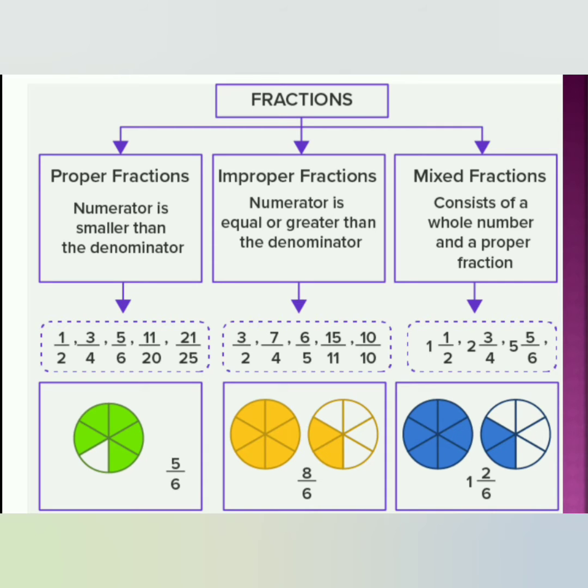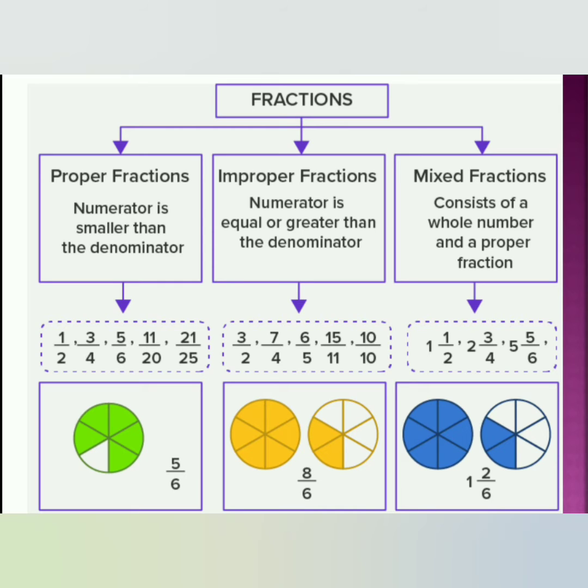Next is improper fraction. A fraction in which the numerator is greater than the denominator is called an improper fraction. For example, 3 by 2, 7 by 4, 6 by 5, 15 by 11, 10 by 10. These all are improper fractions. Here, the denominator is smaller and the numerator is bigger.